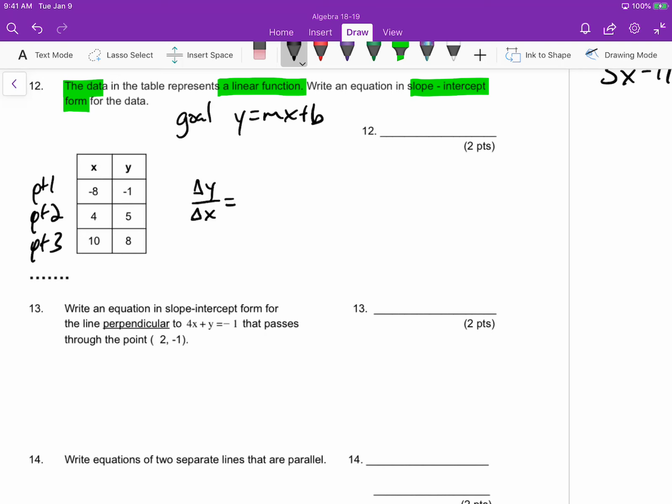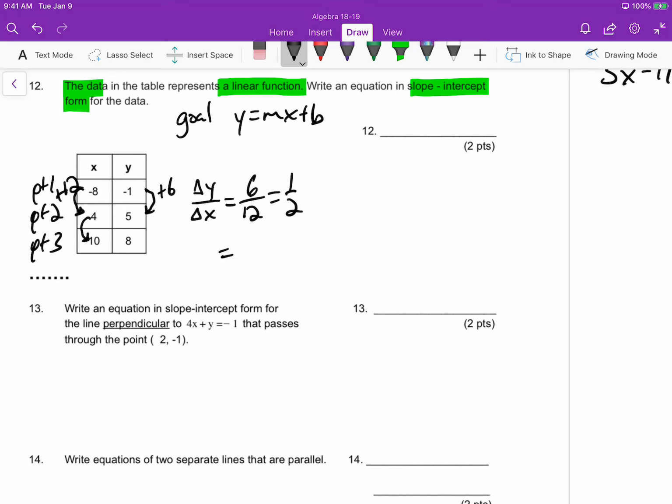I could use the slope formula, but for me, it's easier to just do it right here. So negative 8 to 4, I know that's up 12. And negative 1 to 5, I know that's up 6. So my y is up 6, my x is over 12. Oh, that's 1/2.